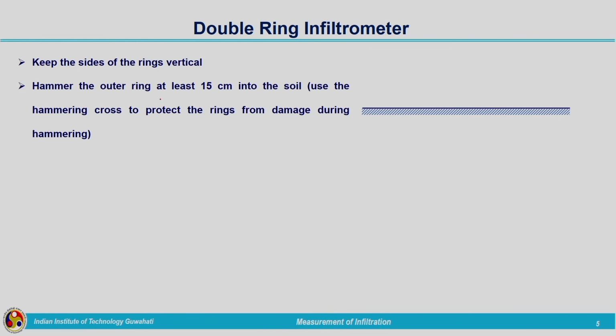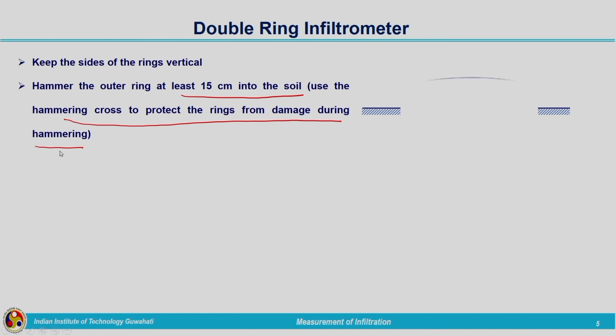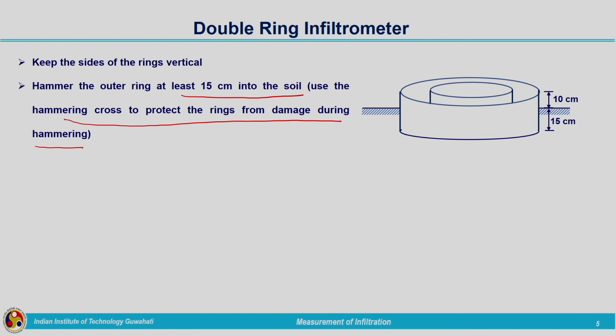The outer ring is hammered into the soil at least 15 centimeter. A hammering cross is used to protect the rings from damage during hammering. It is not that easy to hammer it, and if the ground surface is very compacted, it will be more difficult to hammer the ring into the ground. This way we insert the outer ring first, almost 15 centimeter inside the ground and 10 centimeter above the ground surface. In a similar way we insert the inner ring also.